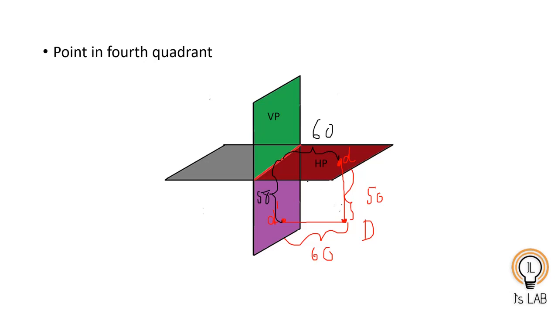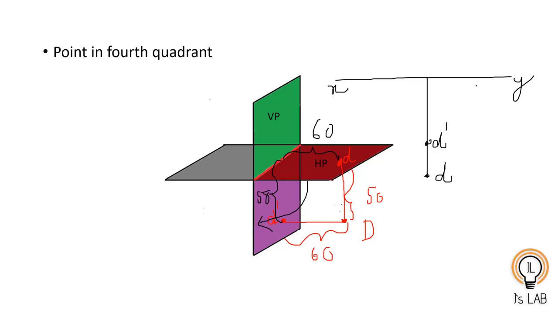You should rotate HP 90 degrees clockwise. So the brown part will come on the violet part. So both D and D dash will be below the XY line. So you will get the answer like this: X, Y, 60 mm below the XY line you will get D, and 50 mm below the XY line you will get D dash. You need to provide the dimensions as well.